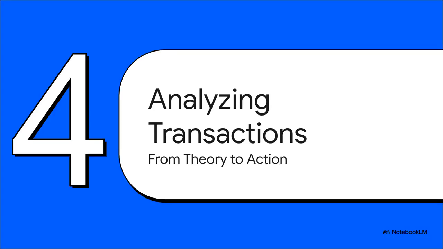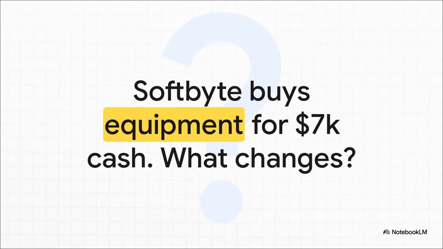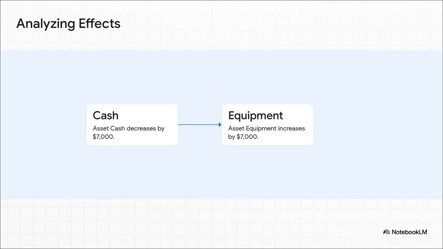All right, Section 4, analyzing business transactions. Let's take these rules from theory to action with some real business events, just like you'll see on the exam. Here's a super classic setup. SoftBite Inc. purchases equipment for $7,000 cash. What changes here? Pause and think about the dual effect before I reveal it. If we pay cash for equipment, how does our asset category shift? Nailed it! Cash decreases and equipment increases simultaneously. It maintains perfect balance with absolutely zero change to liabilities or equity. We essentially just swapped one asset for another.